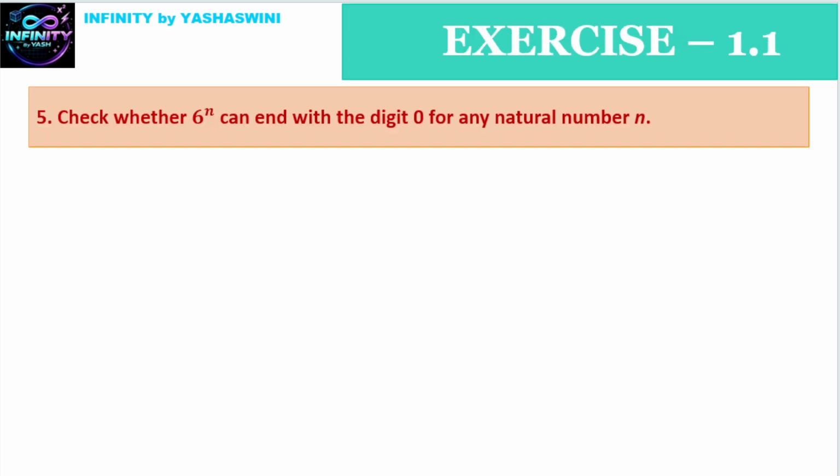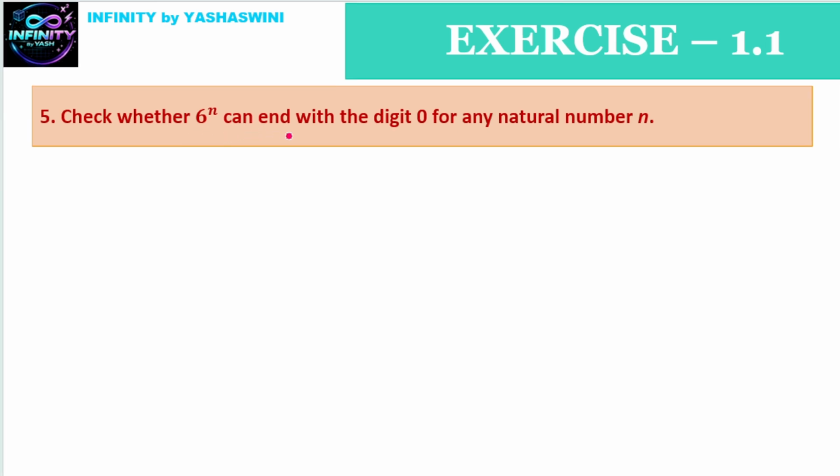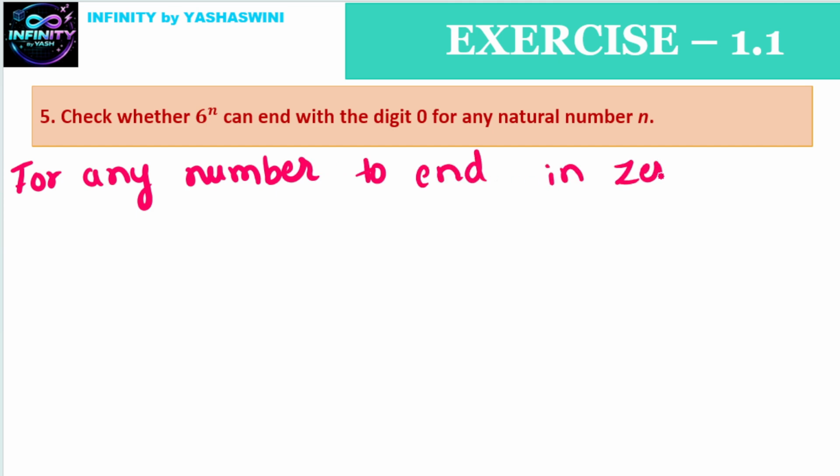Now let's solve this fifth question, which is very important for your board examination. Check whether 6 power n can end with the digit 0 for any natural number n. Can a power of 6 ever end with zeros? For any number to end in 0, it must contain 2 and 5 as factors. Whether they give 6, 8, 10, any number, it must contain 2 and 5 as a factor.